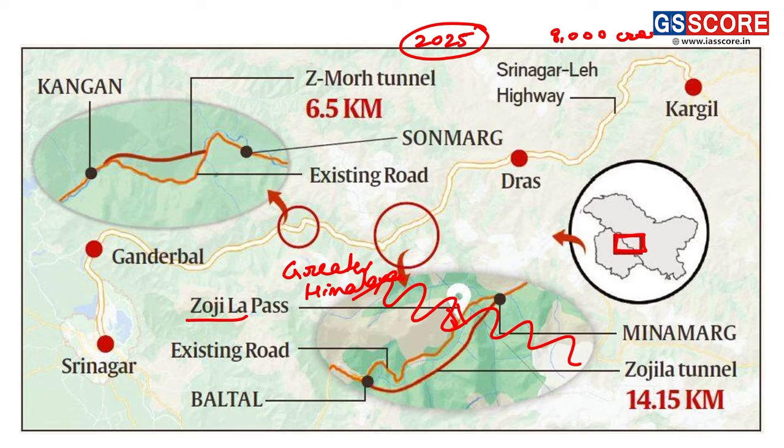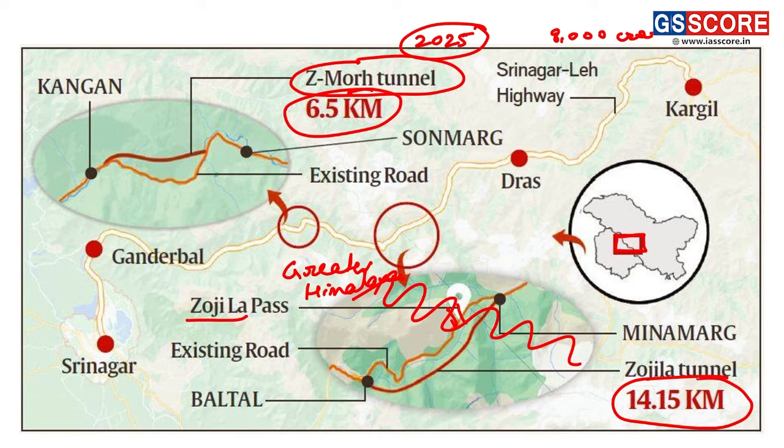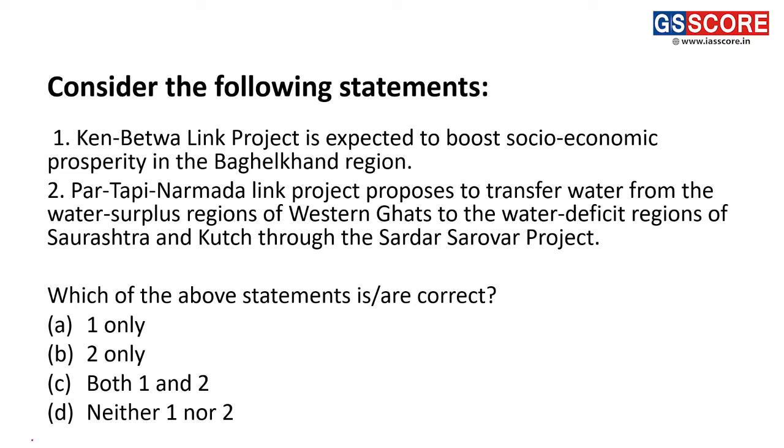The length of this total tunnel will be around 14.5 kilometers or 14.15 kilometers. This 6.5 is the part of the Zedmore tunnel here. So here we can see its length is almost 14.15 kilometers and it is connecting Dras and Sonmarg. This is Dras, and in this part there is Sonmarg. So this is the range of this tunnel. It is also present on the Srinagar Leh highway, making this tunnel a very important tunnel for UPSC examination.